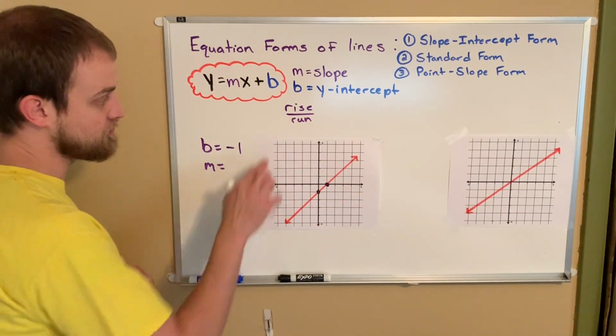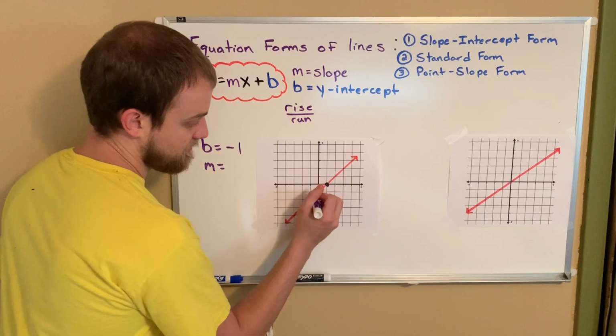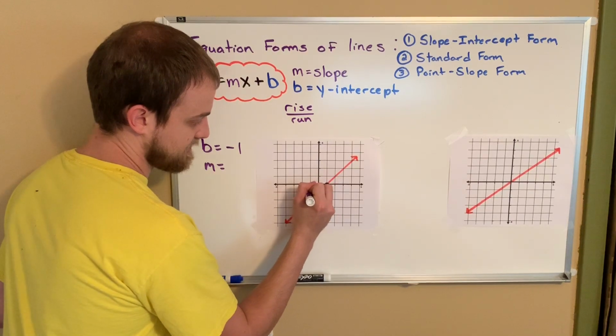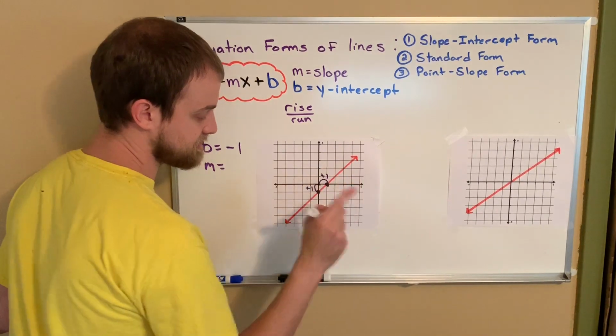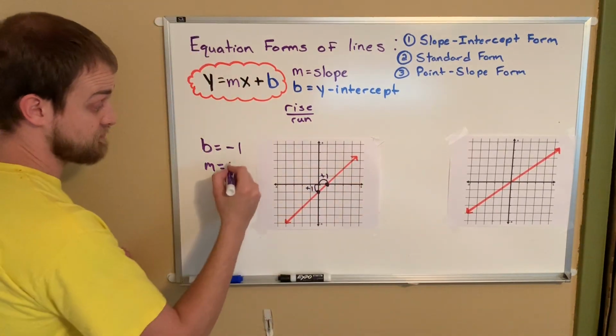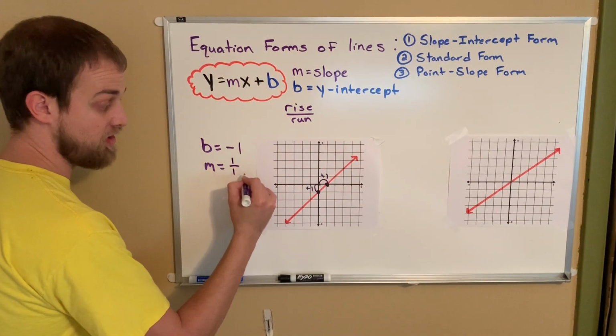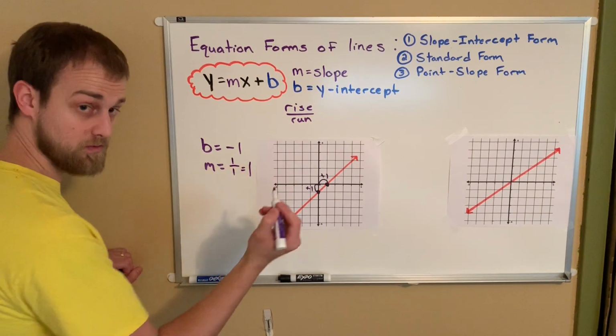All right, I'm ready to do rise and run. So let's do it. We're going to rise 1, so that's +1. We're going to run +1 to the right. So my rise and run this time is actually 1/1, or just the whole number 1.